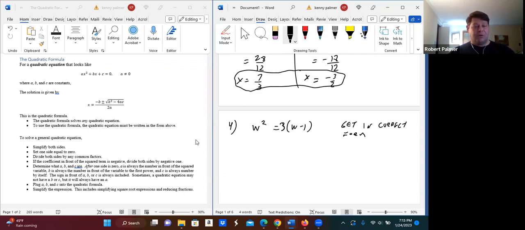Okay, so the first thing we want to do, and this is true if you have any kind of equation, is simplify both sides first. So distribute the 3 over here. The left side is good as it is right now. Then we're going to have 3w minus 3.